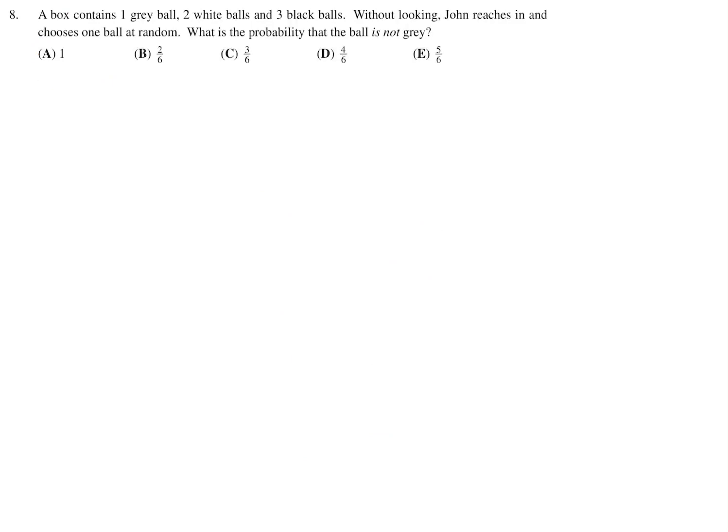A box contains 1 gray ball, 2 white balls, and 3 black balls. Without looking, John reaches in and chooses 1 ball at random. What is the probability that the ball is not gray? So for probability questions, the denominator will be the total. So the total number of balls, 1, 2, and 3, is 6.